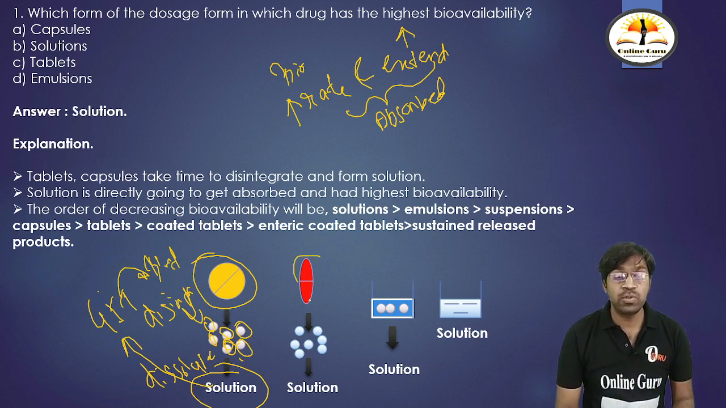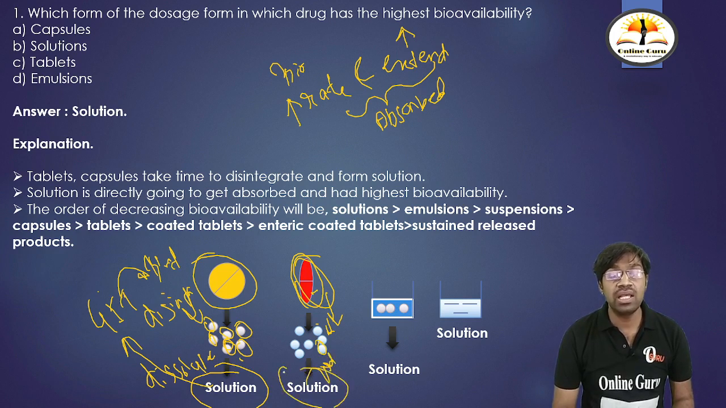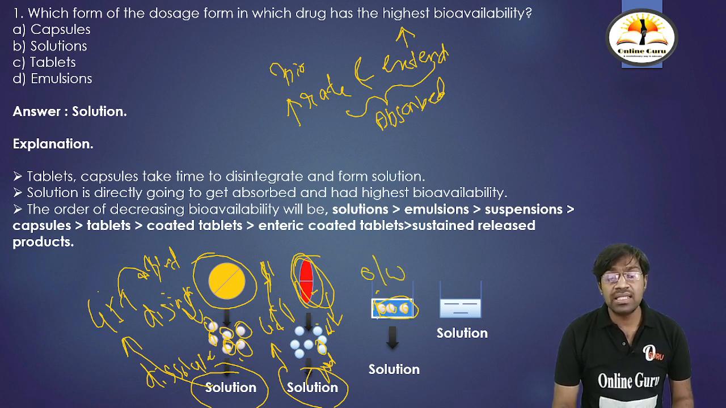Then this is a capsule, which consists of a gelatin shell. When it comes into the GI fluid, this gelatin shell dissolves and releases the granules. These granules undergo dissolution to form a solution. This solution is also absorbed from the GI tract into the blood. In the case of emulsions, suppose these are oil droplets dispersed in the dispersion medium, that is water. This is an O/W emulsion. This will dissolve inside the GI fluid to form a solution and get absorbed into the blood.